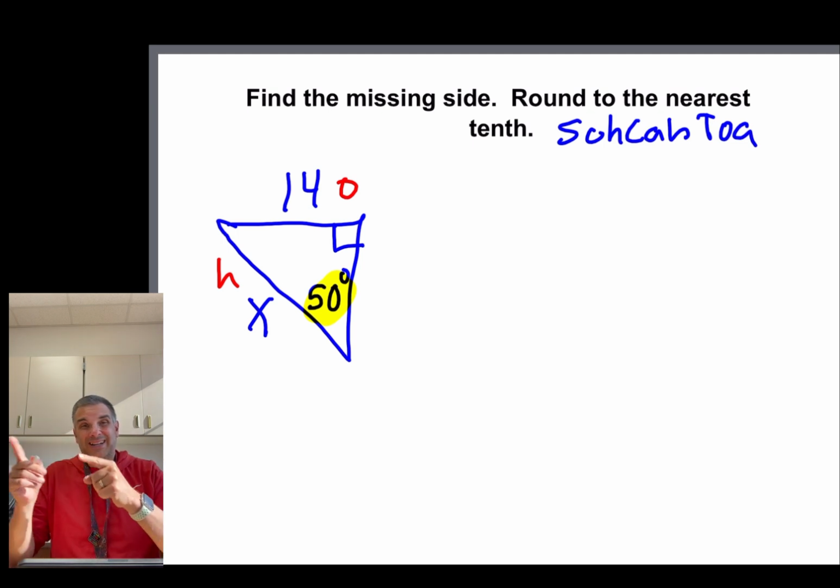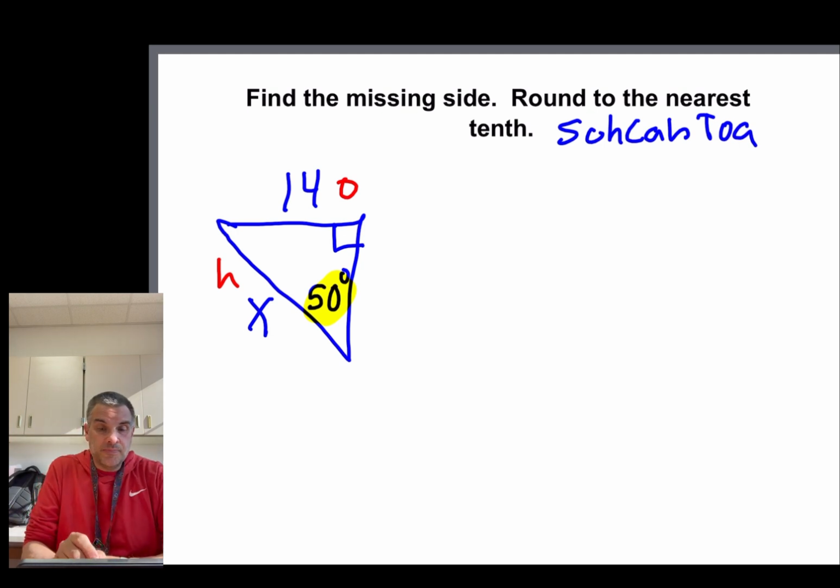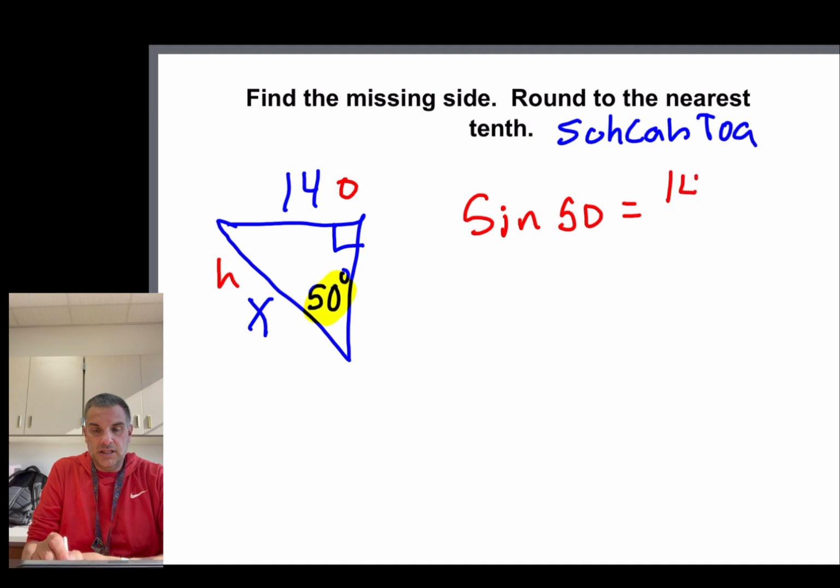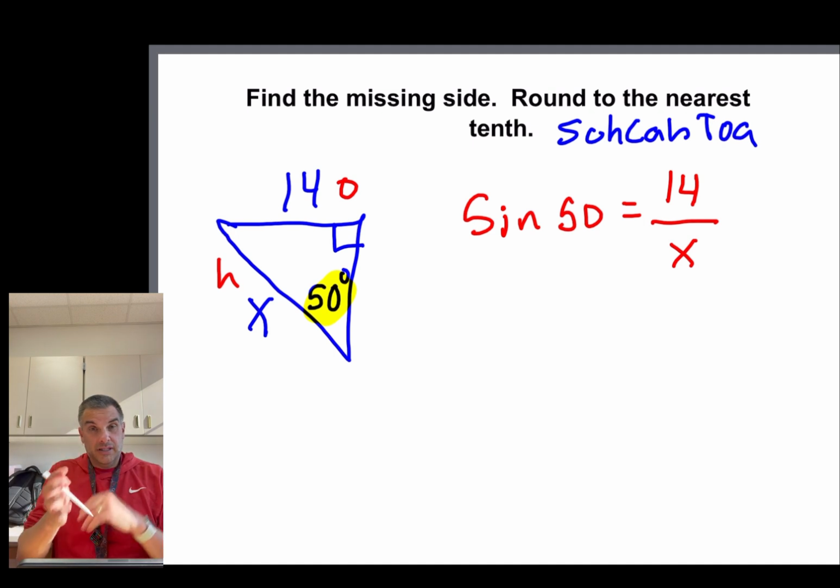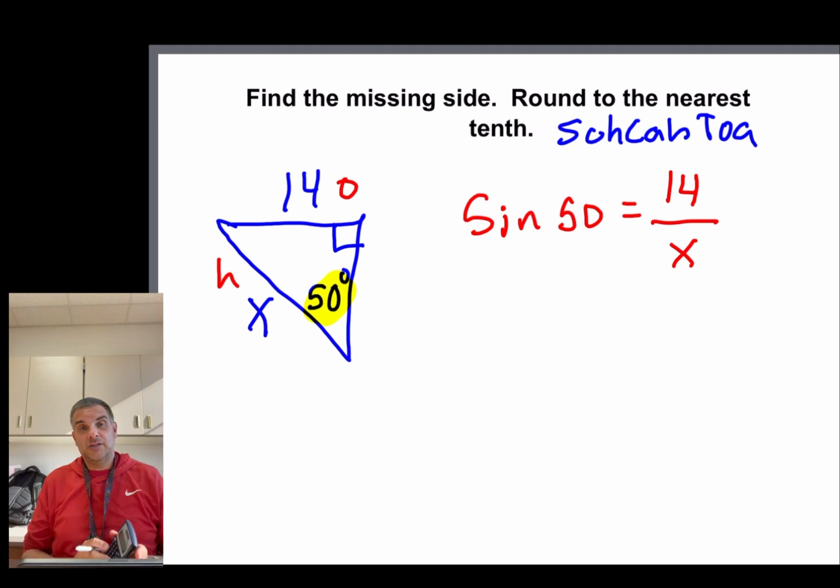Now we've always put sine of theta. Well, we know what theta is now. It's 50 degrees. So we're going to put sine of 50. That's going to equal the length of the opposite side, 14, over the hypotenuse x. Now understand, we have to solve this. One thing you could do is change the sine of 50 into a decimal. You could just hit sine 50, and it's 0.7660, and so on. We could do that, but it's not what we're going to do.